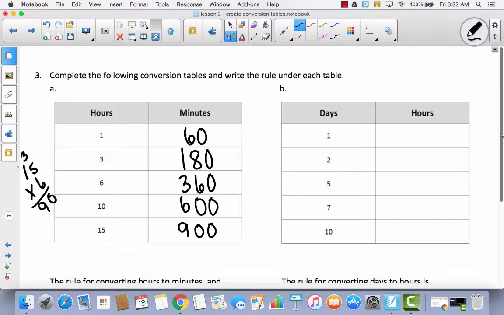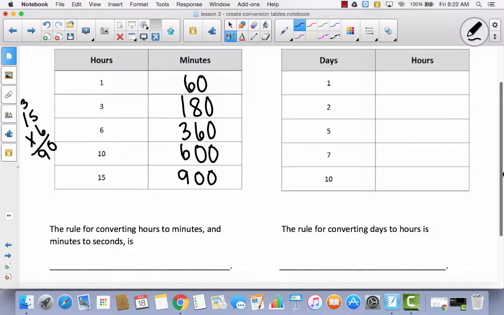Okay, so what is the rule, again, for converting hours to minutes and minutes to seconds? Because remember, those were the same. The rule was to multiply by what? By 60.